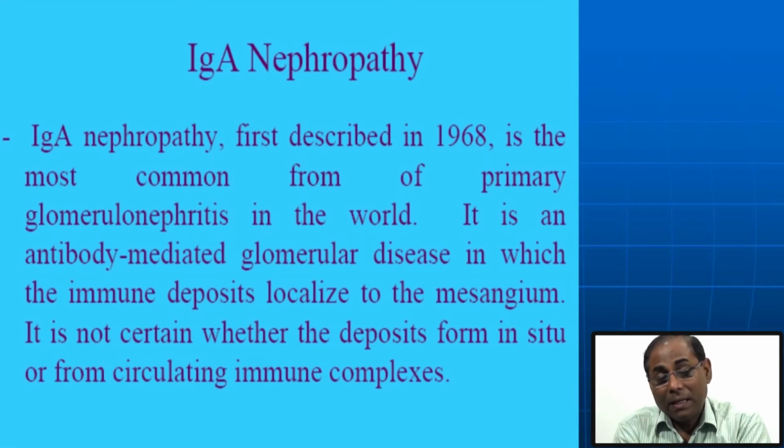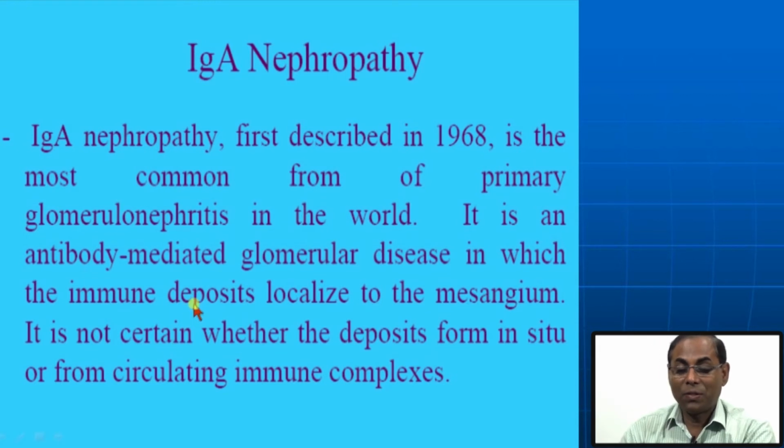IgA nephropathy was first described in 1968 and is the most common form of primary glomerulonephritis in the world. It is very important. It is an antibody-mediated glomerular disease in which the immune deposits localize to the mesangium. Mostly they deposit in the mesangium, and it is not certain whether the deposits form in situ or from circulating immune complexes.